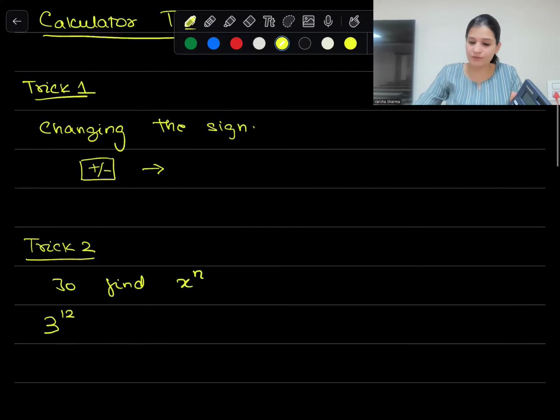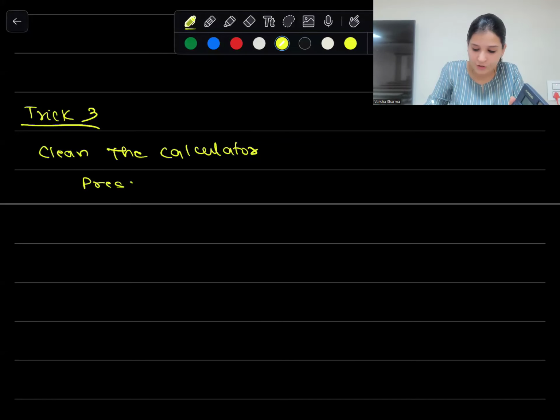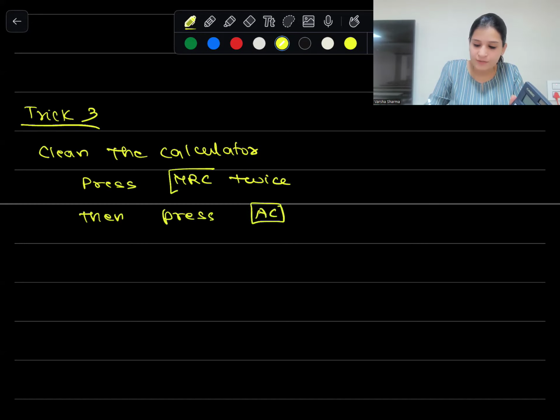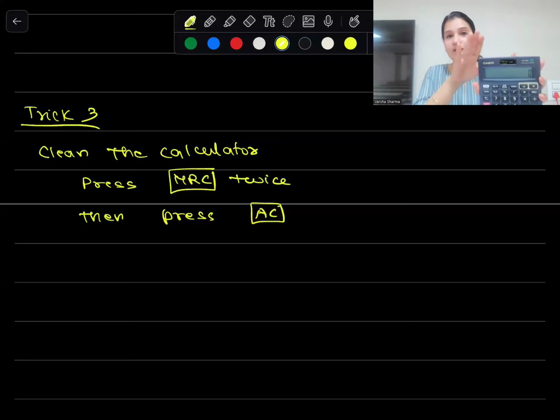So how do we clean the calculator? On some calculators, pressing MRC once also works. You can check that by using your calculator. Press MRC twice, then press AC. This will clean your calculator of any previous stored calculation. So it's very, very important to clean your calculator whenever you are starting any calculation. Make sure of that. Have you all cleaned your calculators?